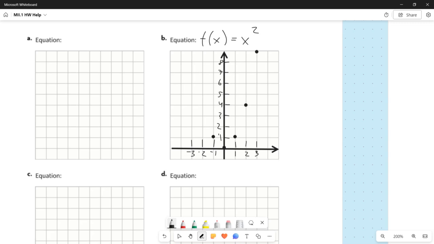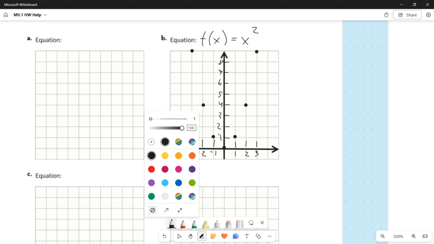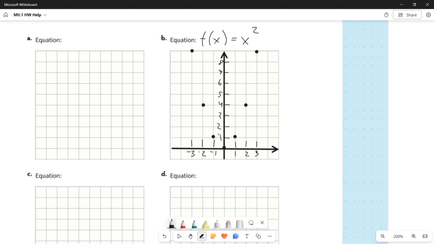Getting back to our graph, if we plug in a -2, -2 times -2 is positive 4, which is right there. And if we plug in a -3, -3 times -3 is positive 9, which is right there. And now to finish out our graph, we just connect these. Just like that.